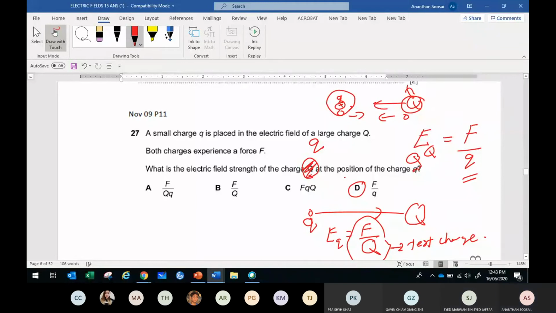Okay, any problem? Can you understand? Sure. Yeah. What's the difference between test charge and positive charge particle?